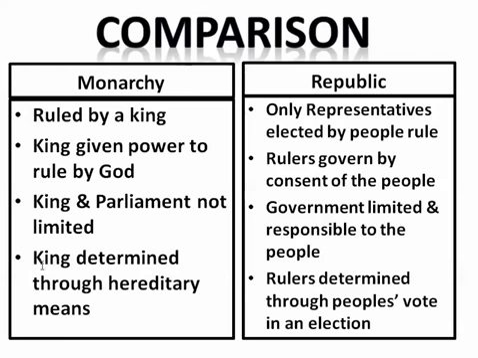Under a monarchy, the king was determined through hereditary means. In other words, the next king would be King George III's son, through a bloodline. But in a republic, rulers are going to be determined through people's vote in an election. In other words, the people are going to vote for them. So that's the difference between a republic and a monarchy.